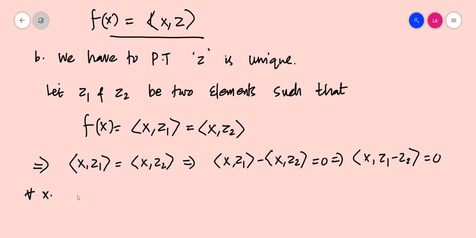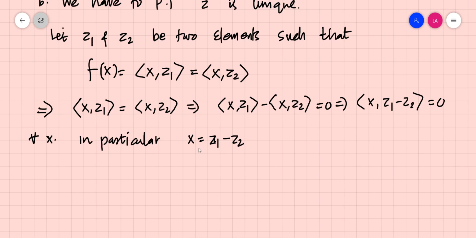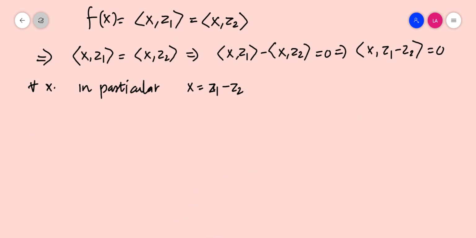So this is true for all x. In particular, we choose x is equal to z1 minus z2 because this result is true for all x. So we can choose any x such that this result is true. In particular, I choose our x to be z1 minus z2.